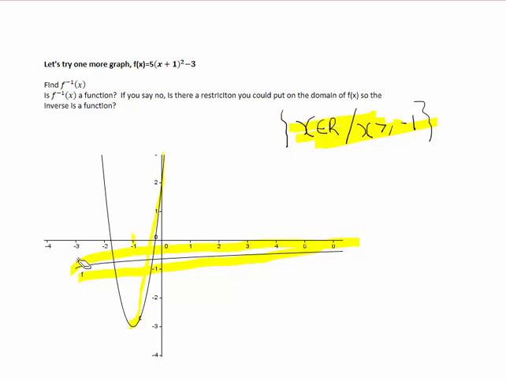Sorry, let's clean that up. When you take the inverse, if you only use values of x bigger than negative 1 on your original function, you're going to be left with half a parabola, which will then test positive for a function. We'll continue this discussion and activities in class tomorrow.